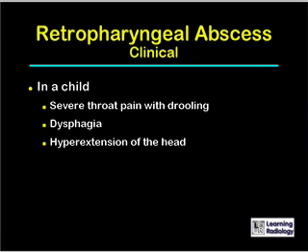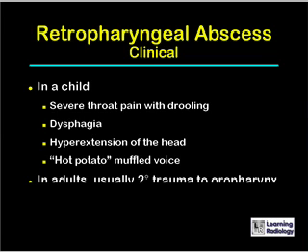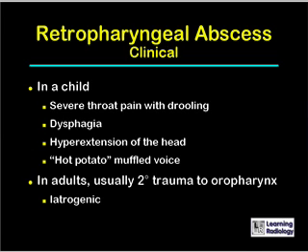The child keeps the head in hyperextension, and the voice has been likened to that of someone with a hot potato in their mouth. In adults, retropharyngeal abscesses are usually secondary to trauma to the oropharynx, either iatrogenic through instrumentation or by a perforated foreign body.